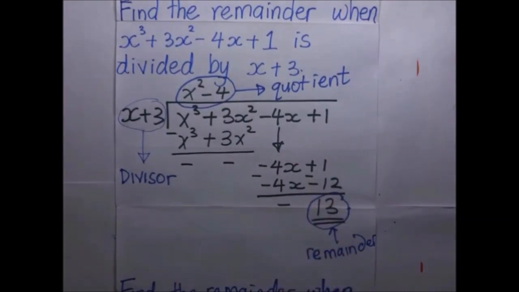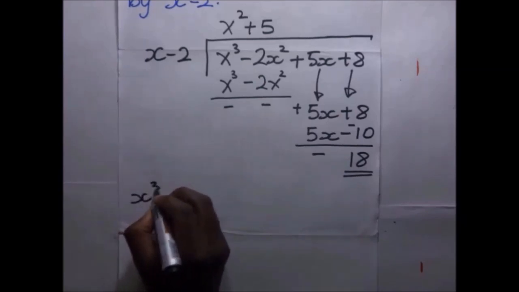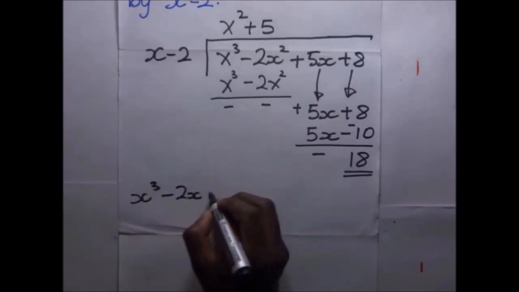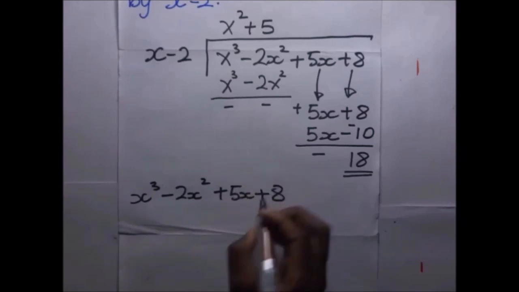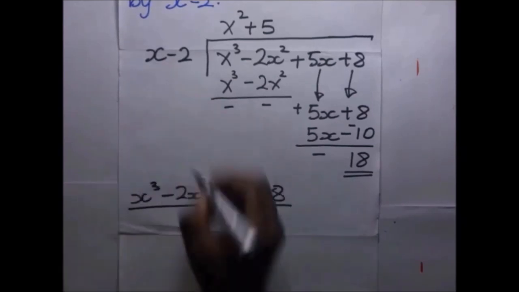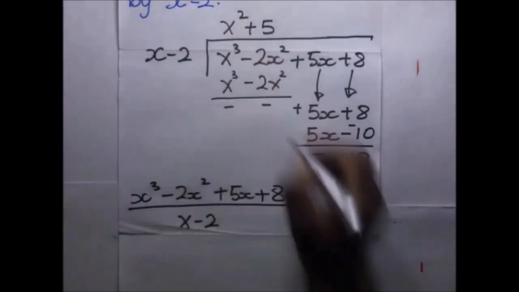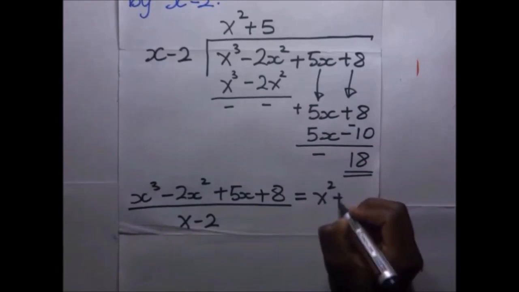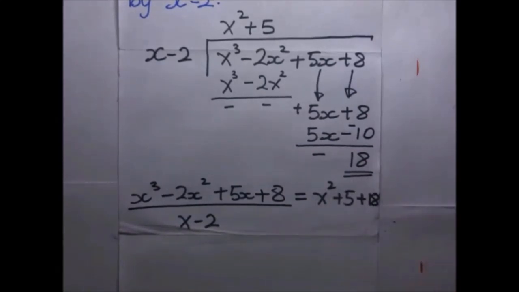So we can express this in a different way. When we got this x cubed minus 2x squared plus 5x plus 8, when we divided that by x minus 2, that gave us x squared plus 5 as our answer, plus the remainder, which is 18.